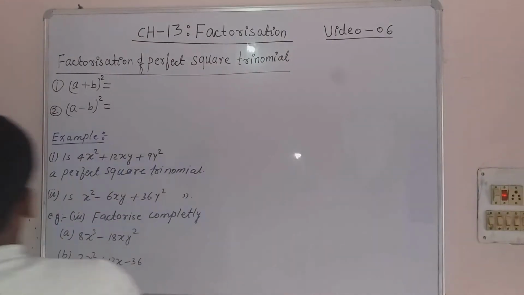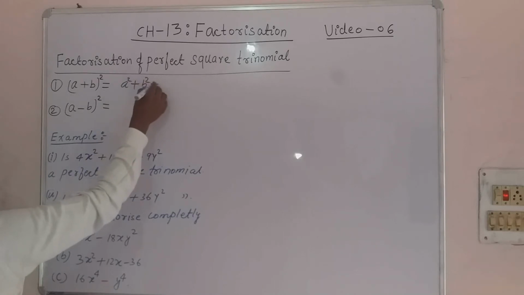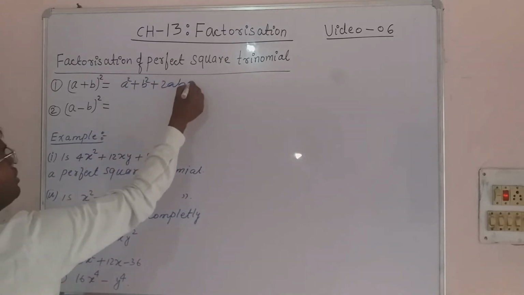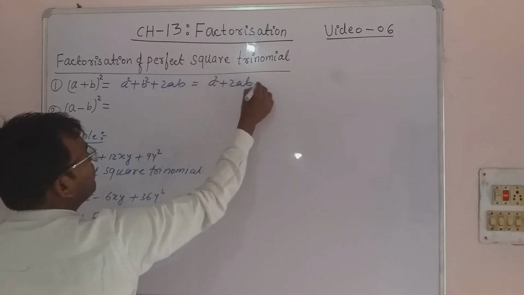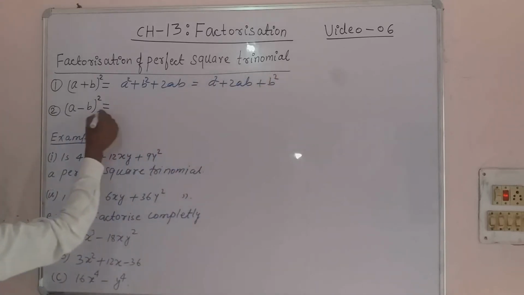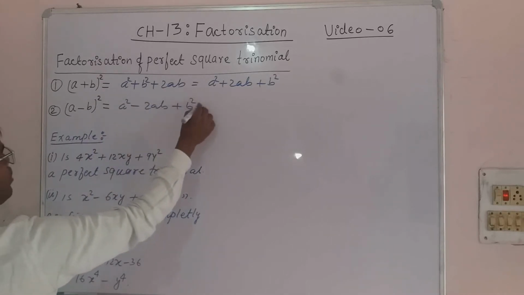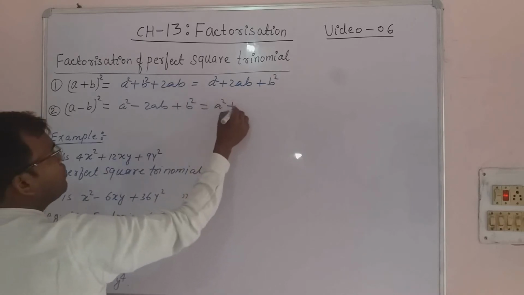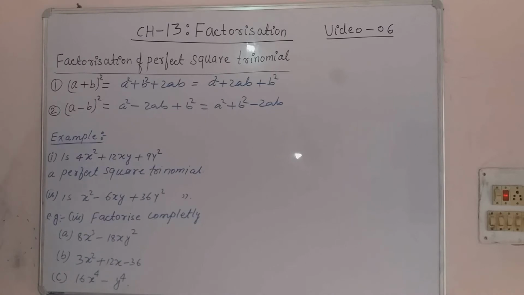Now see, first (a plus b) whole square. We know that (a plus b) whole square is what? a square plus b square plus 2ab. You can also write this as a square plus 2ab plus b square. Similarly, (a minus b) whole square is a square minus 2ab plus b square, or you may write a square plus b square minus 2ab.